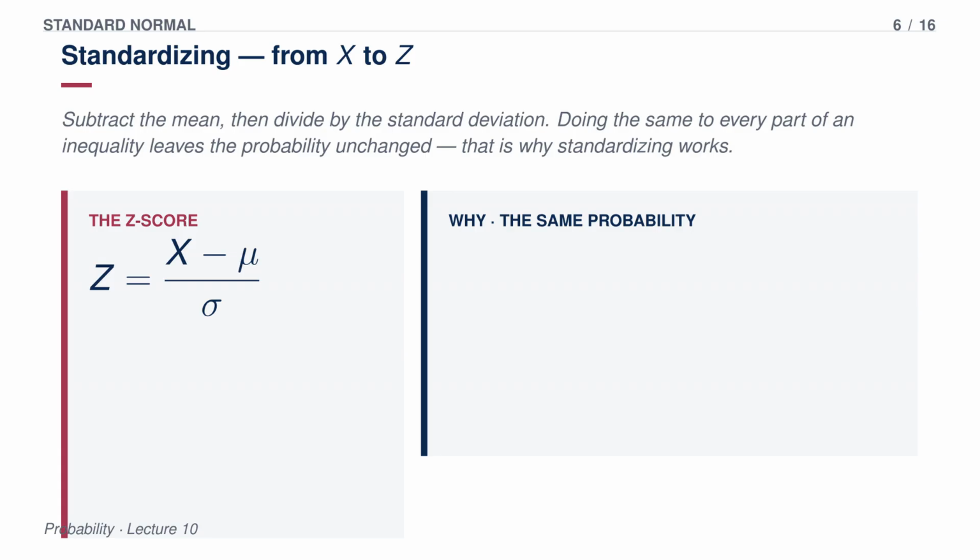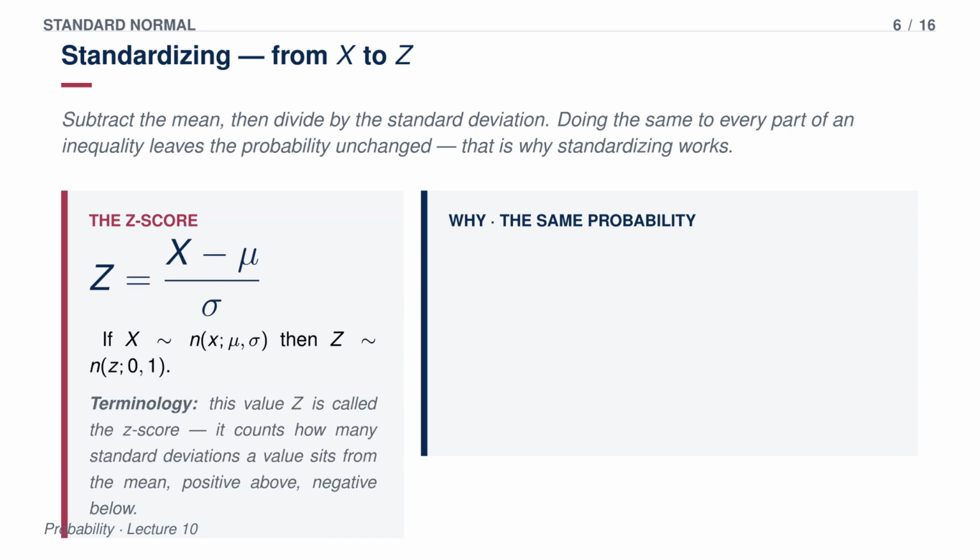We standardize: subtract the mean, then divide by the standard deviation. And here's the term for it, the z-score. Z equals x minus mu over sigma. And the fact that makes it work: if x is normal with mean mu and SD sigma, then z is standard normal. A z-score just counts how many standard deviations you are from the mean, positive above, negative below. Above or below average. Got it.